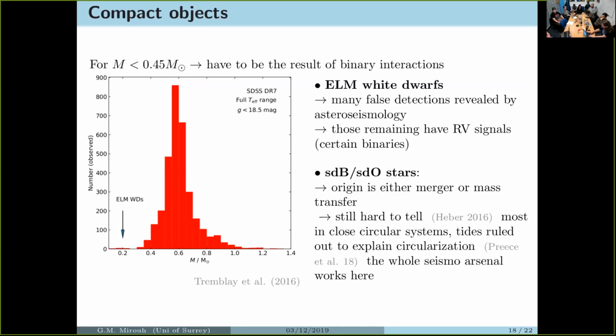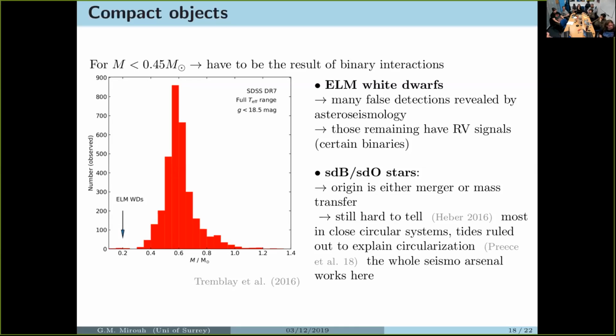Then you have the sdB, sdO stars. Often sdO stars are mixed with sdBs, like we kind of forget the spectral type. They're subdwarfs with oscillations. The origin is either a merger or a mass transfer. It can't be otherwise, but it's still hard to tell which one it is. It may depend also on the mass or the kind of oscillations you have.